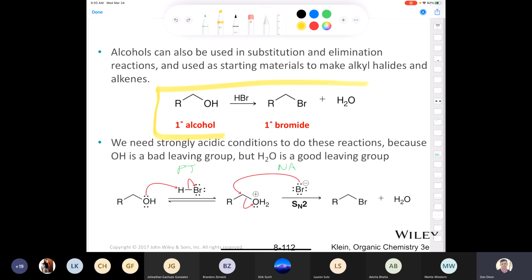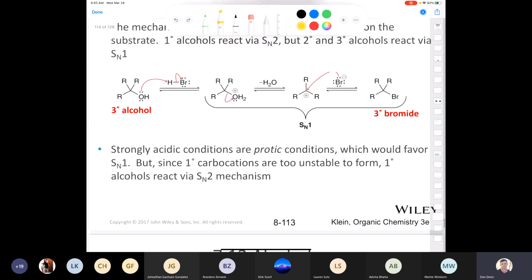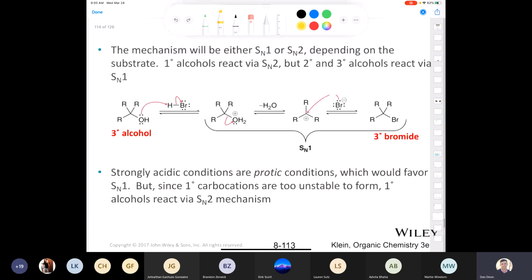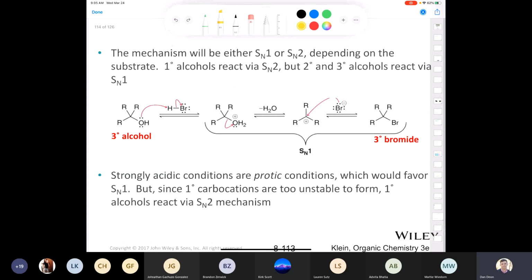So that is a reaction you need to be aware of. This one right here. Primary alcohol plus HBr gives you a primary alkyl bromide. You need to know this mechanism too. What if I have a tertiary alcohol and I try the same thing? Is that going to work? Well, it is going to work. You're going to end up making a tertiary alkyl bromide, but the mechanism is different.